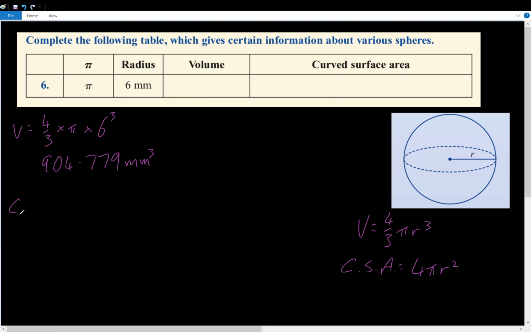And then as for our curved surface area, it's going to be 4 times pi times 6 squared. And again, we can go straight to our calculator for this. And if we do that and then round it to 3 decimal places, we're going to get 452.389. And this time our units are going to be millimeters squared. And that is that.